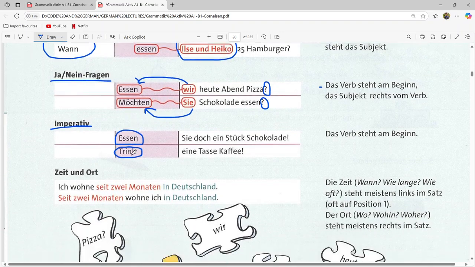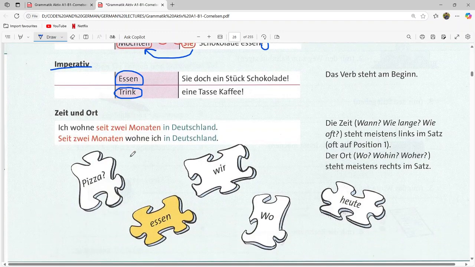Next one. If there are Zeit und Ort, these two things mentioned in a sentence, Zeit means time and Ort means location, then you can put that information at the very beginning of the sentence. One type of sentence formation is like this: Ich wohne seit 2 Monaten in Deutschland. Ich is the subject. So I have lived in Germany for 2 months.